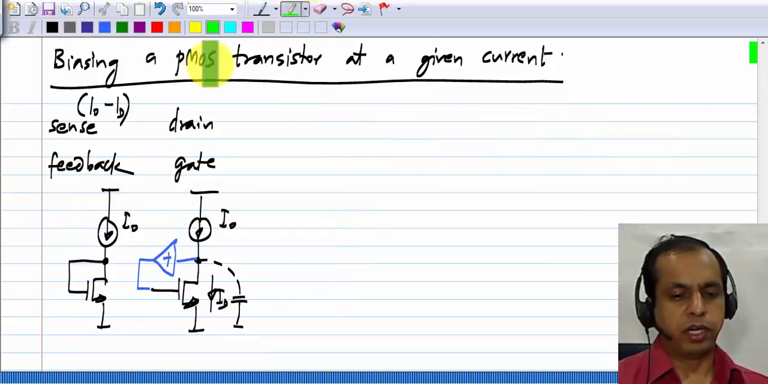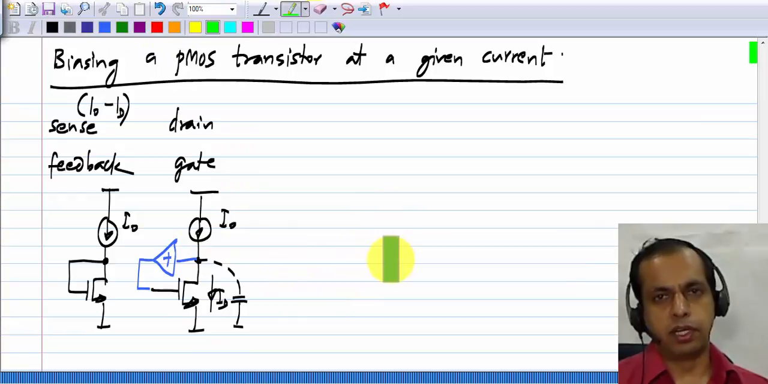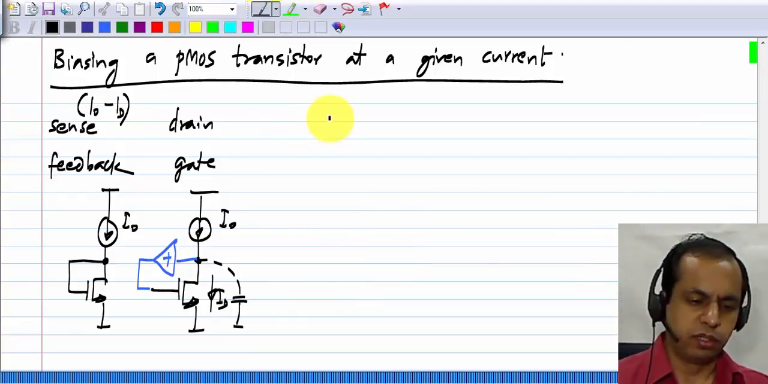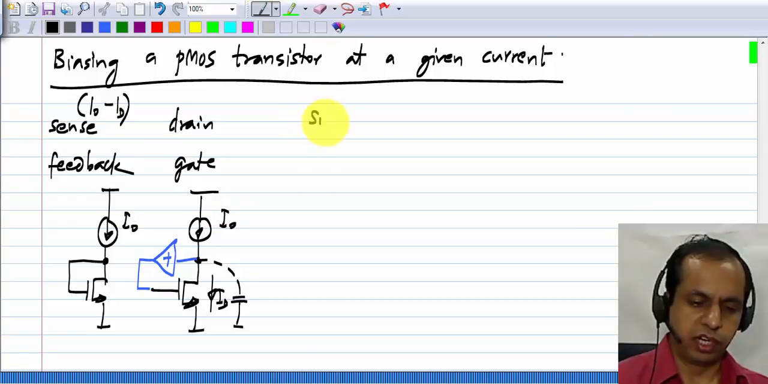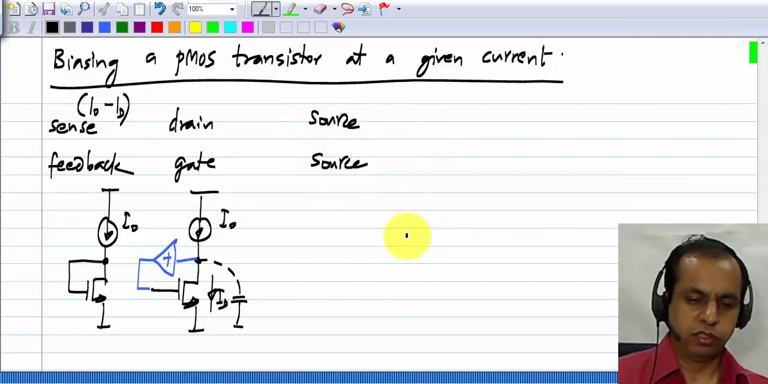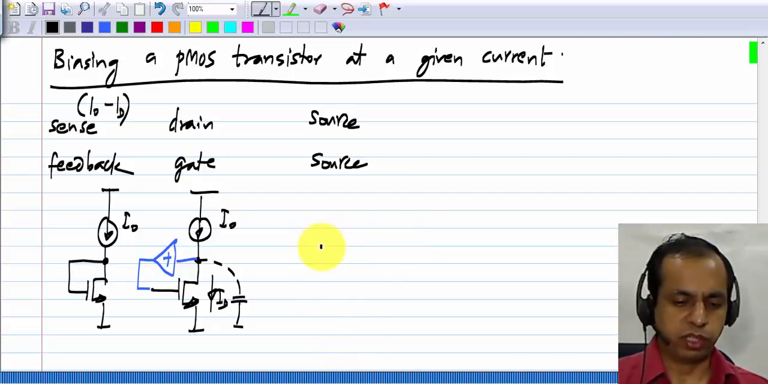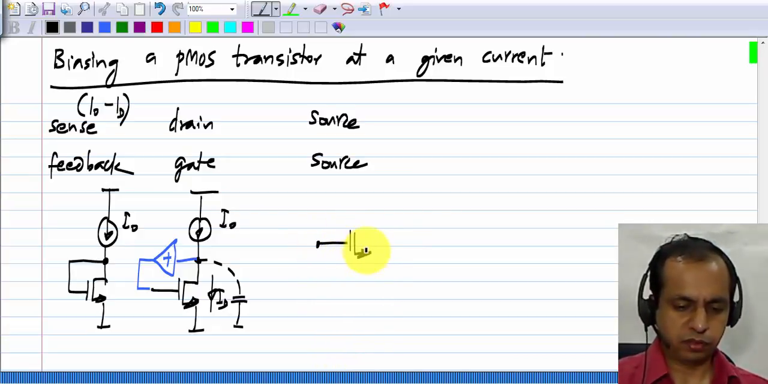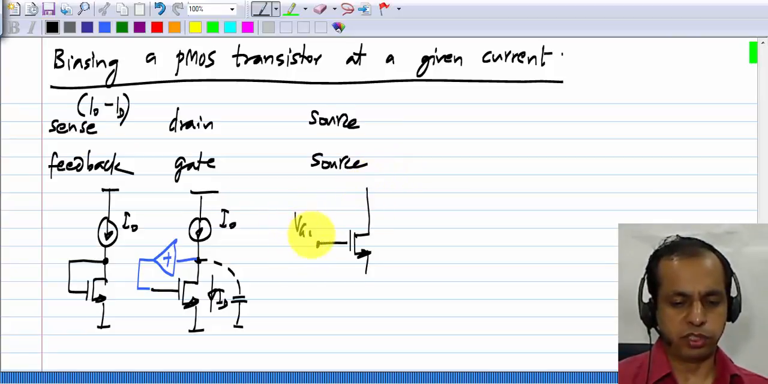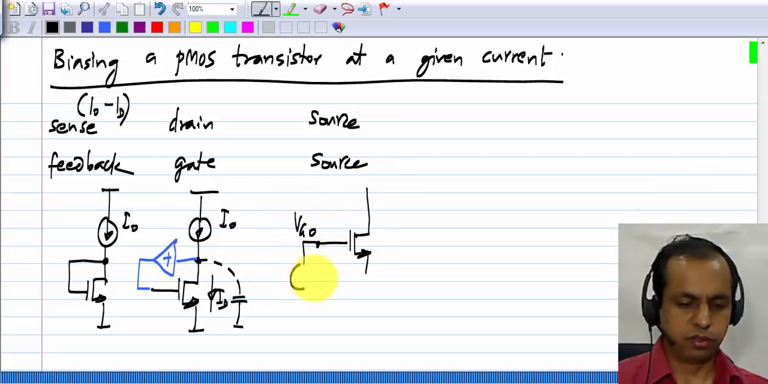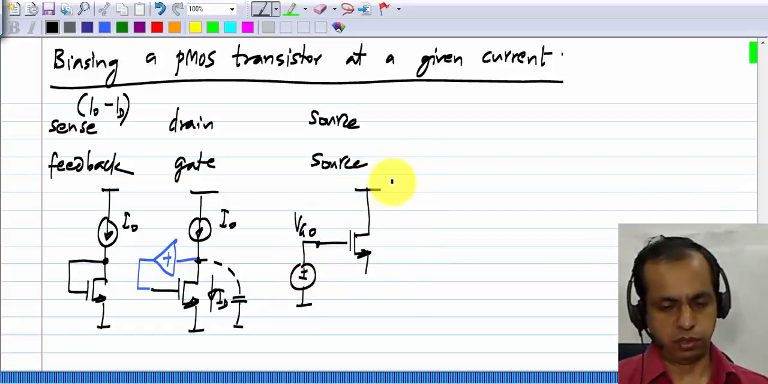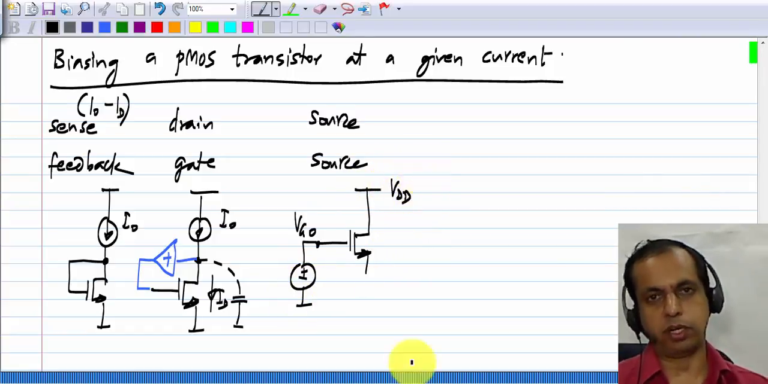Now, because we have already discussed these things in detail with NMOS, I'll go a little quickly through the PMOS alternatives. The second one was to sense at the source terminal and feedback to the source terminal. What did we do in the NMOS case? Because we are feeding back to the source, the gate terminal was tied to some fixed voltage VG0 and the drain was not used, so it was connected to the upper rail VDD.